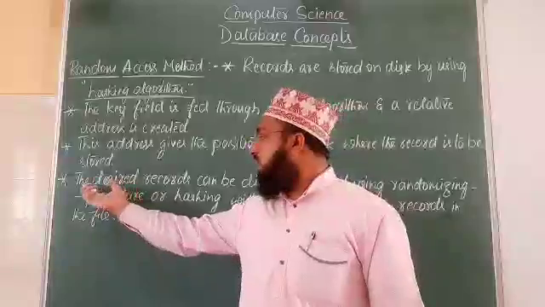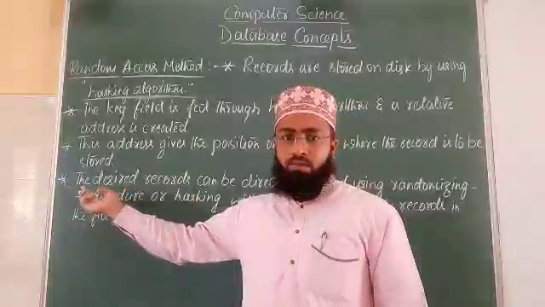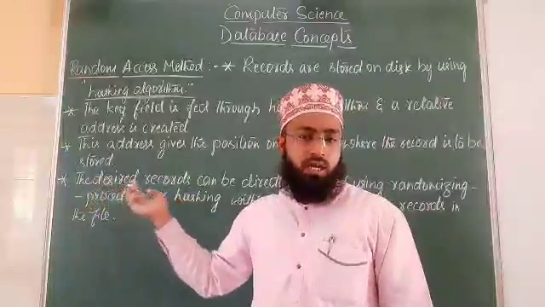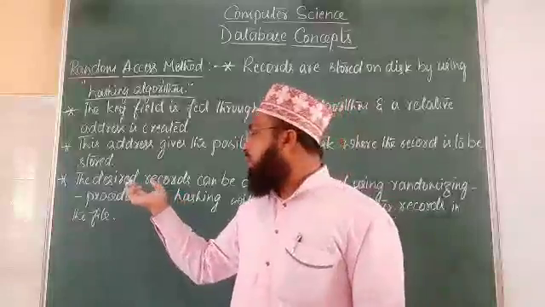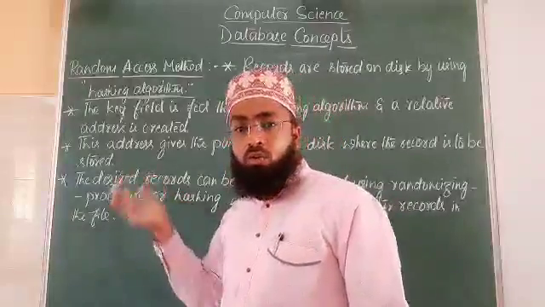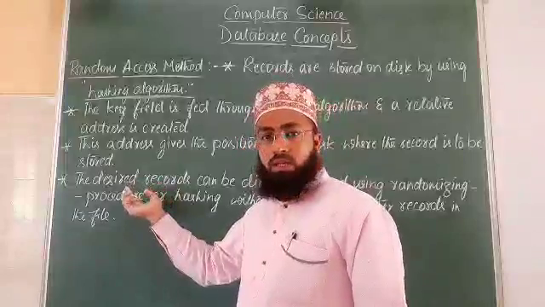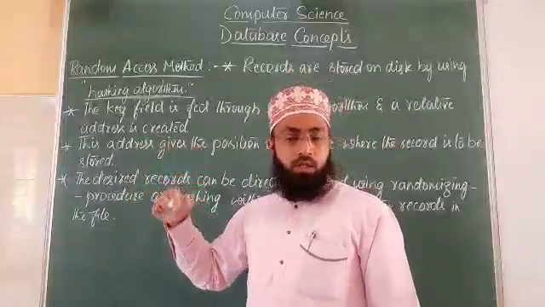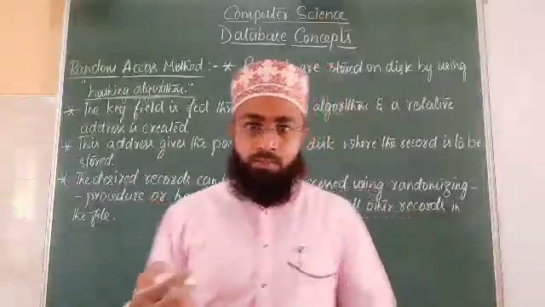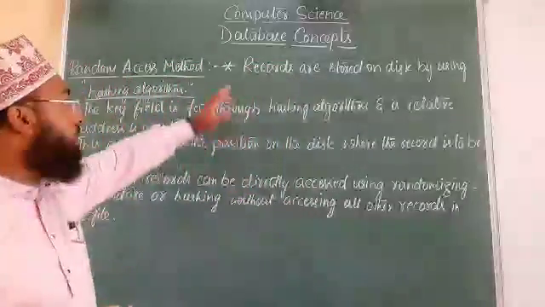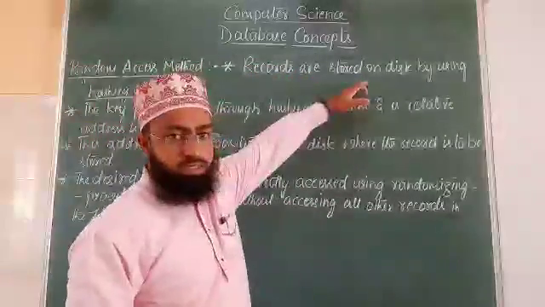Hashing algorithm means it's a process of converting. See, this is an alphabetical line. We can call the sequence of characters a string. Converting this alphabetical string into a numerical string, that is, these are in alphabets, converting these alphabets into numbers, that process is called a hashing algorithm. So, with the help of that hashing algorithm, records are stored on disk.